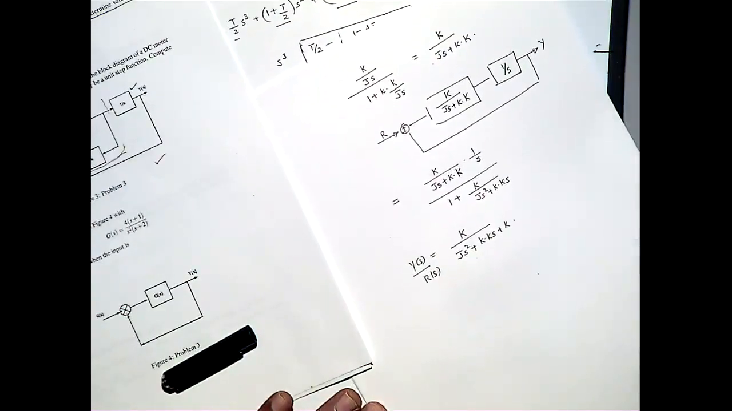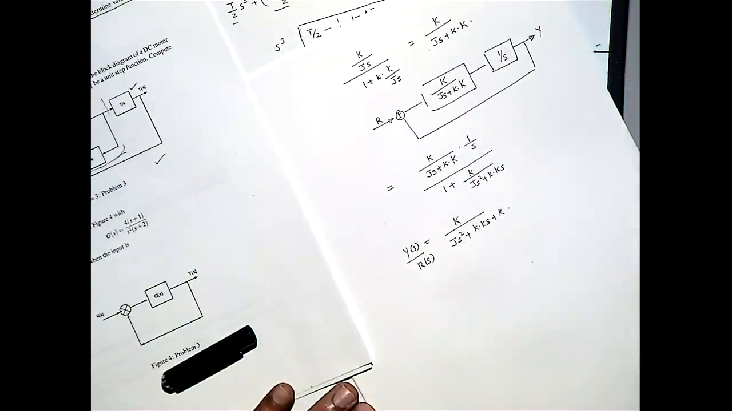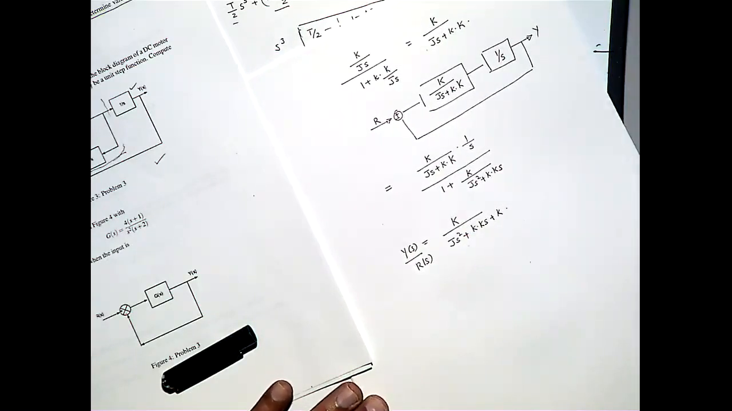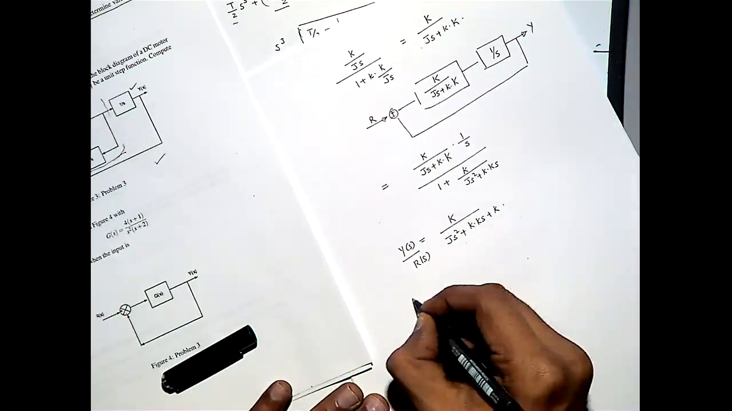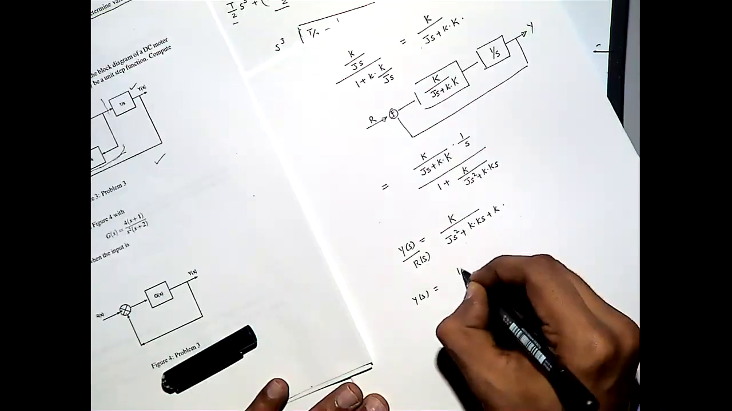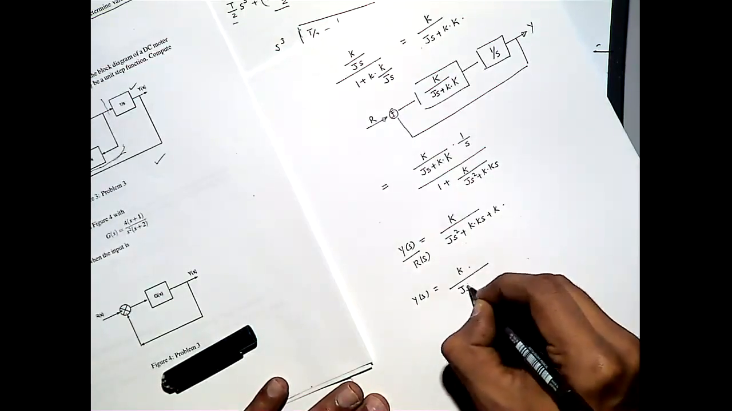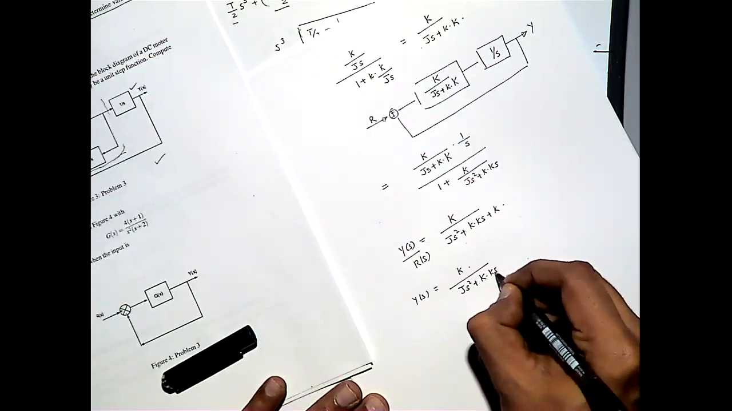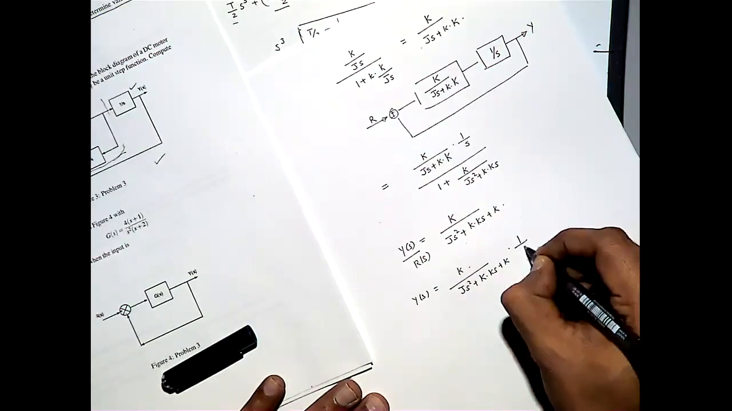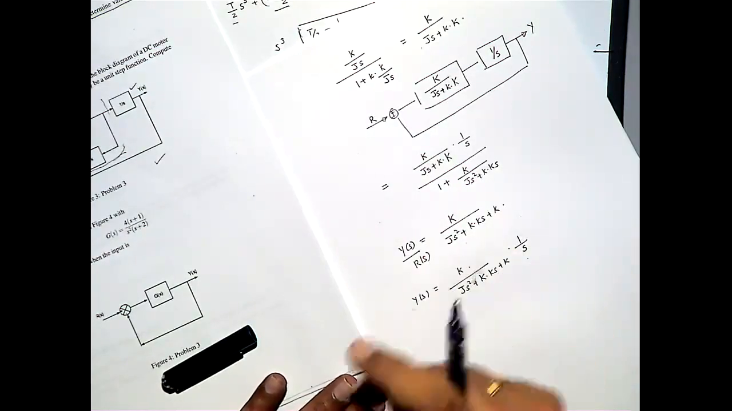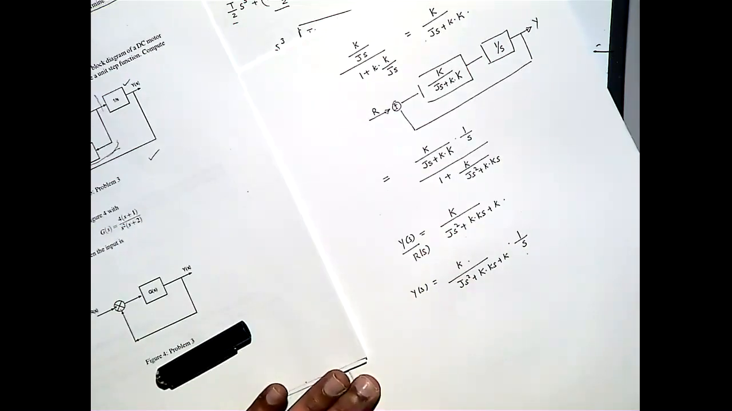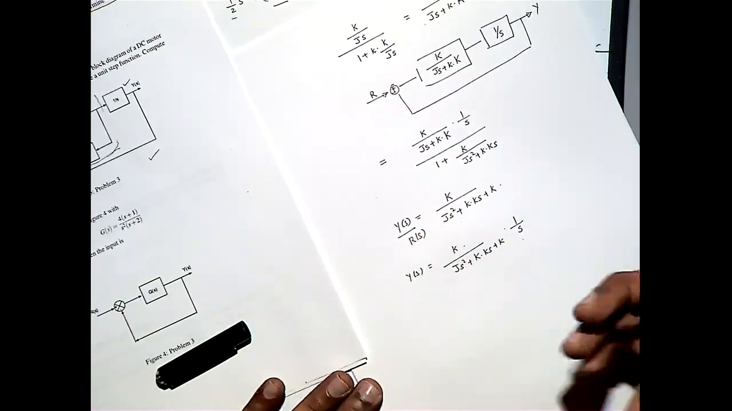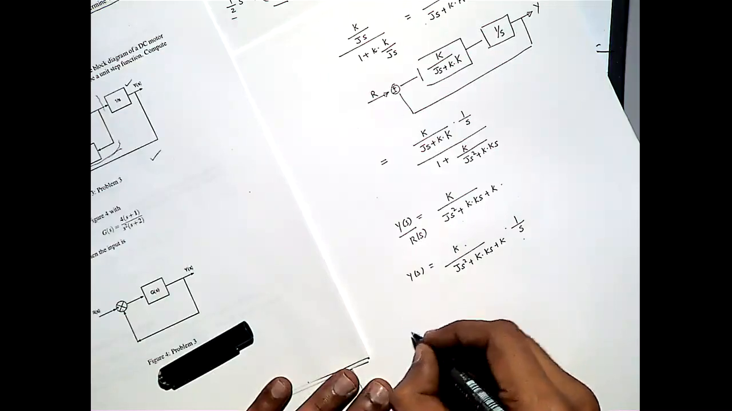Now the question asks you to find out the output for a step input. So Y(s) for a step input will be K times 1/(Js squared plus kKs plus K) times 1/s, because that is the transform of R(s). So the first question is to find the initial value.